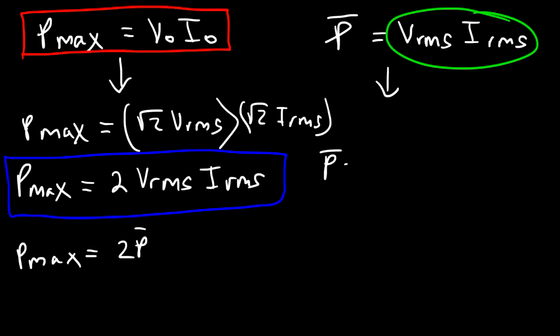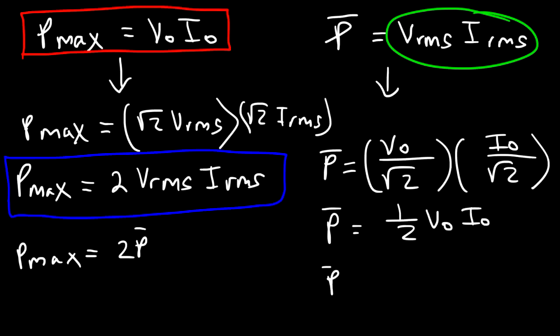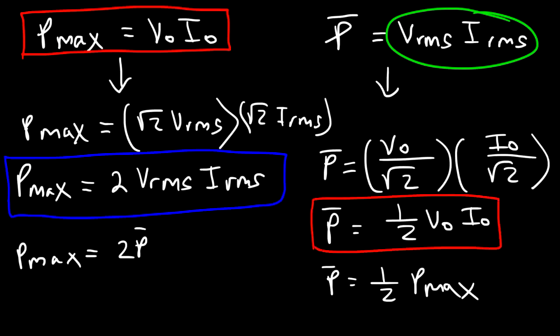So VRMS is equal to the peak voltage divided by the square root of 2, and the RMS current is equal to the peak current divided by the square root of 2. So these two together will give us a 2 on the bottom. Therefore we can say that the average power is simply 1/2 of the peak voltage times the peak current. And the peak voltage times the peak current represents the maximum power. So thus we can say that the average power is 1/2 of the maximum power. So make sure you know these formulas, because you can use them in different ways.